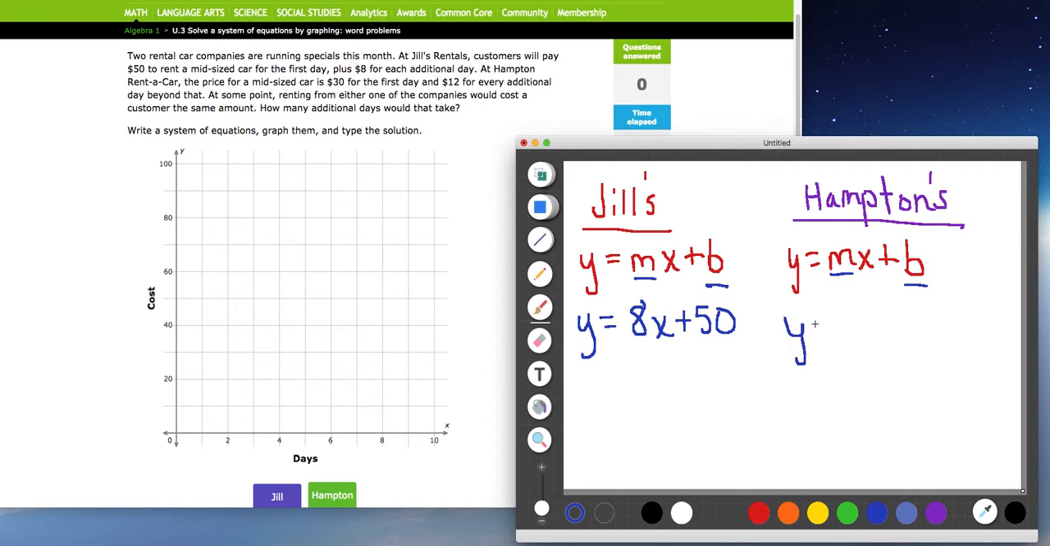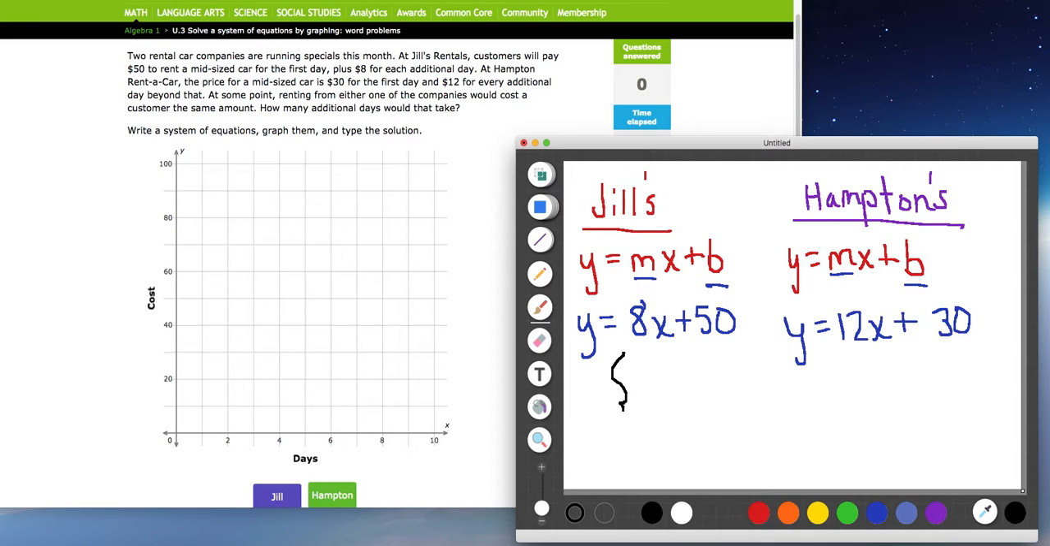So y equals $12 times the amount of days plus the initial cost. The initial cost at Hampton's is $30. So they have a lower initial cost but a higher rate. So these are the two equations in our system of equations.